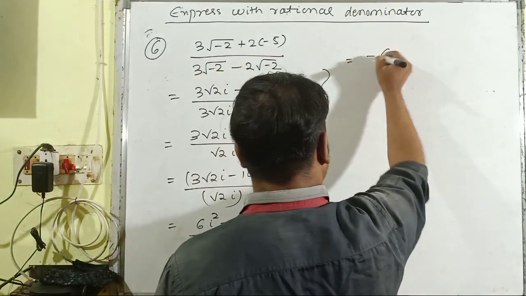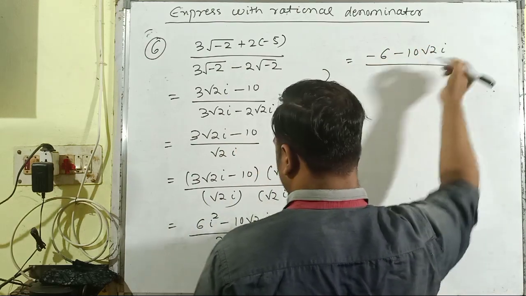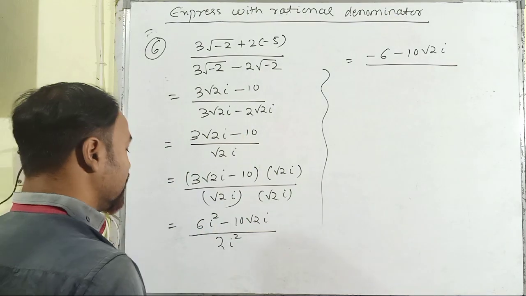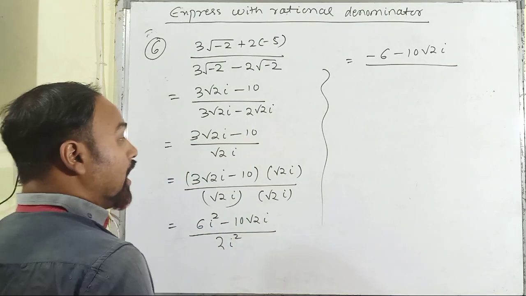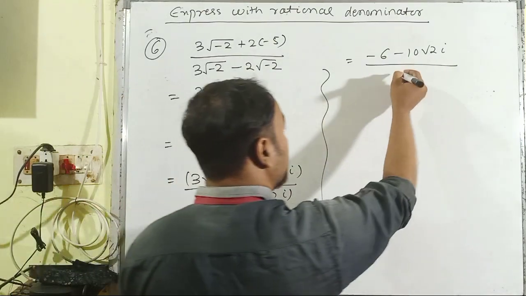Then it is -6 - 10√2 i, because the value of i² is -1, multiplied with 6 gives -6, so -6 - 10√2 i. And the denominator contains i², which is -1 into 2, it is -2.